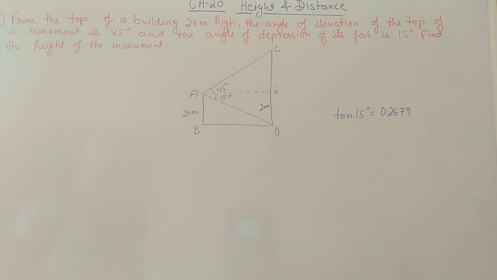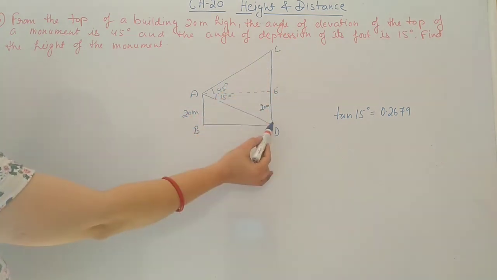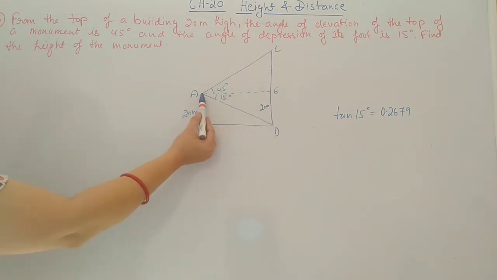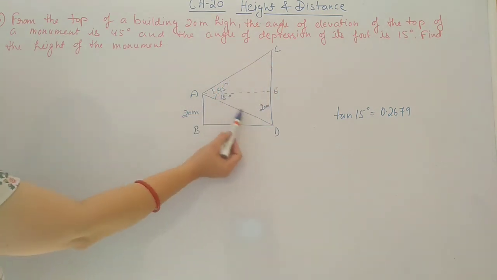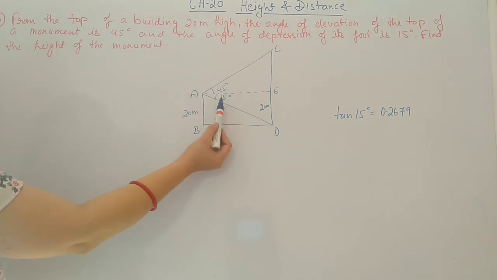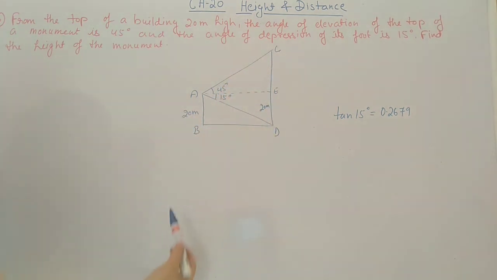Question number 33. From the top of a building 20 meter high, the angle of elevation of the top of a monument is 45 degree and the angle of depression of its foot is 15 degree. Find the height of the monument. This AB is here a building 20 meter high, and this CD is the monument. From the top of this building, if you see the top of the monument, 45 degree angle, and the angle of depression for this bottom is 15 degree. We have to find out here the height of this monument CD.